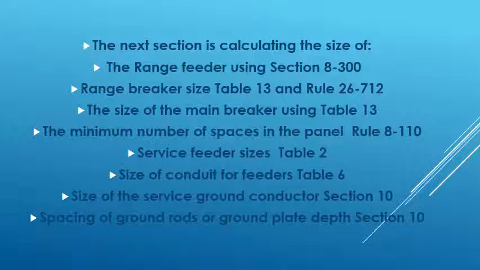The next section will calculate the size of the range feeder using section 8-300, range breaker size using table 13 and rule 26-712, the size of the main breaker using table 13, the minimum number of spaces in the panel using 8-110, service feeder sizes using table 2, size of the conduit for feeders, table 6, size of the service ground conductors, section 10, and the spacing of ground rods or ground plate depth using section 10.